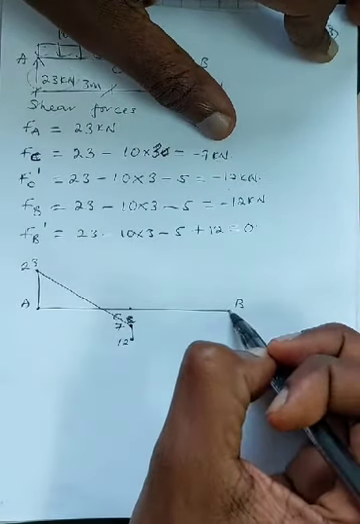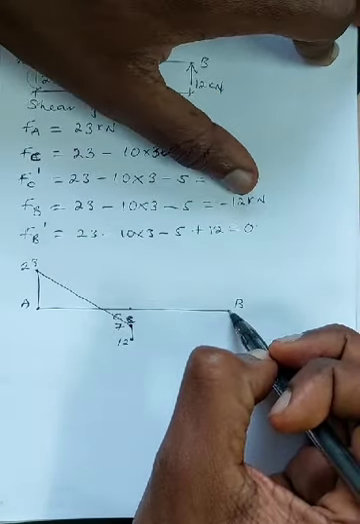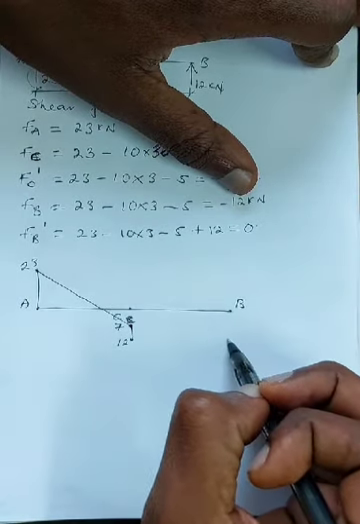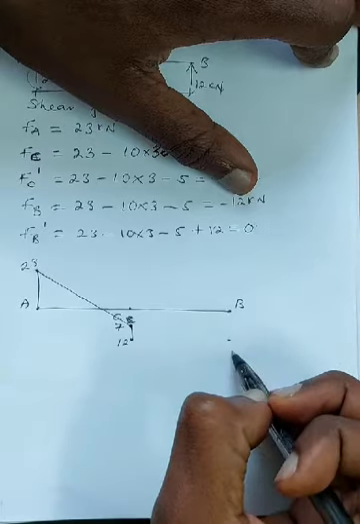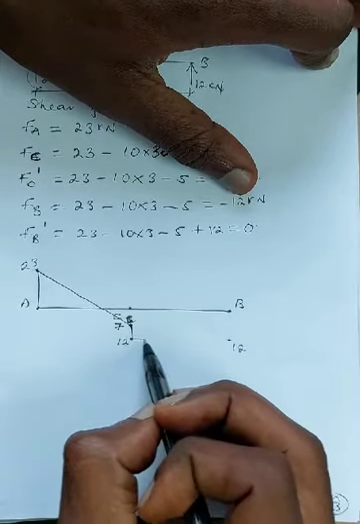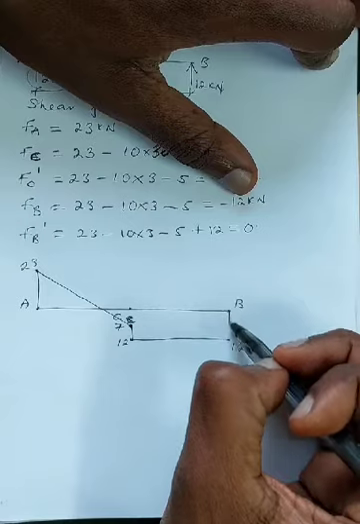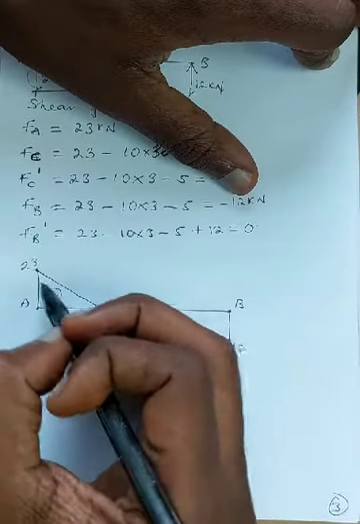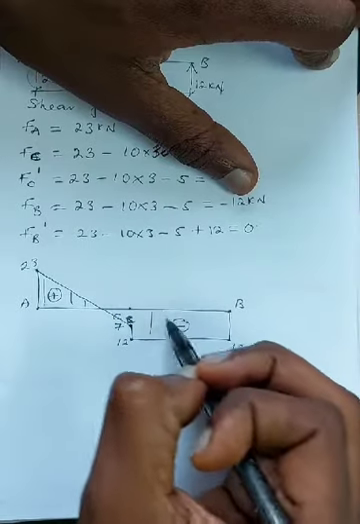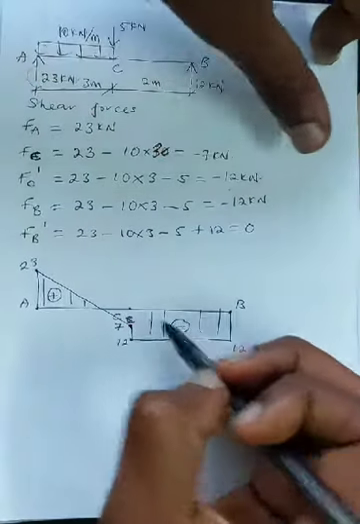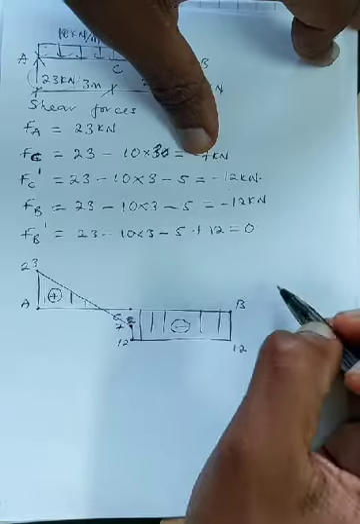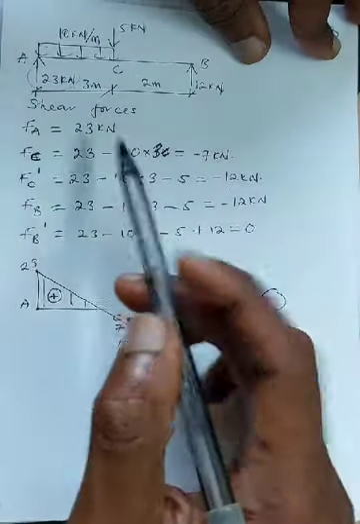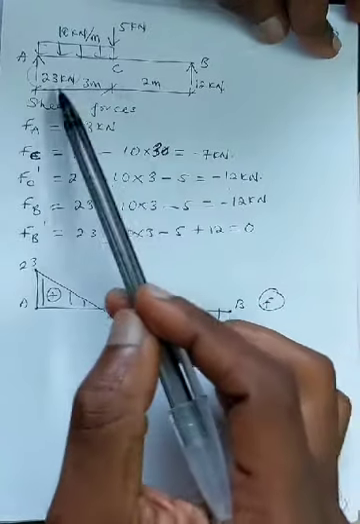Now we come to point B. At point B we have negative 12, which is the same value as this, so it will be a straight line, 12. So we're just going to connect this way. This gives us negative, this gives us positive. So this gives us the shear force diagram. We can just call it F. That's the shear force diagram of the simply supported beam ABC.